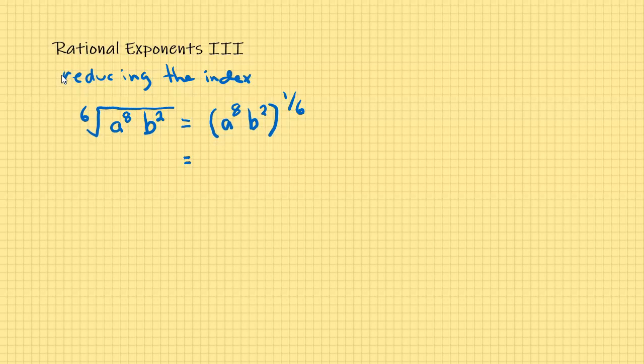Now I'm going to use the power to a power property of exponents. That's where I multiply each exponent, the 8 and the 2, by 1/6. So we have a to the, now 8 times 1/6 is 8/6, we have 8/6 times, now this would be b squared times 1/6, so 2 times 1/6 is b to the 2/6.